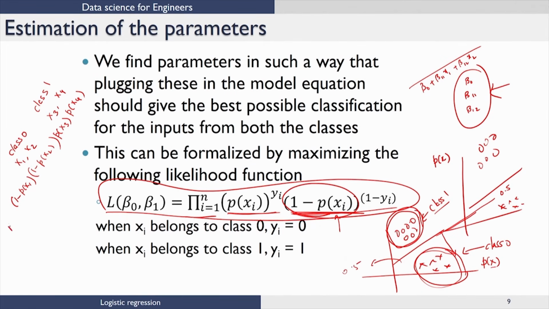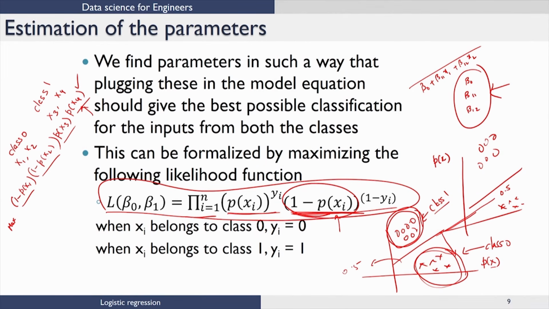So, now when we maximize this, since p of x's are bounded between 0 and 1, each of these is a positive number, and if the product has to be maximized, then each number has to be individually maximized. That means this has to be maximized. So, it will go closer and closer to 1; the closer to 1 it is, the better.